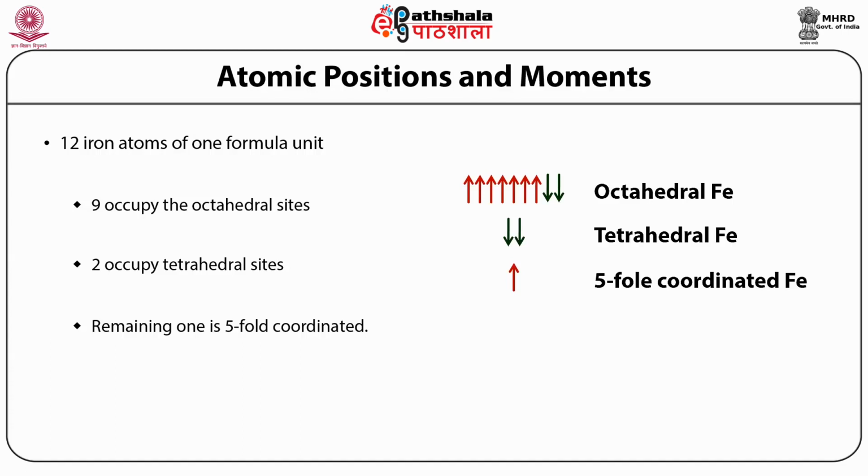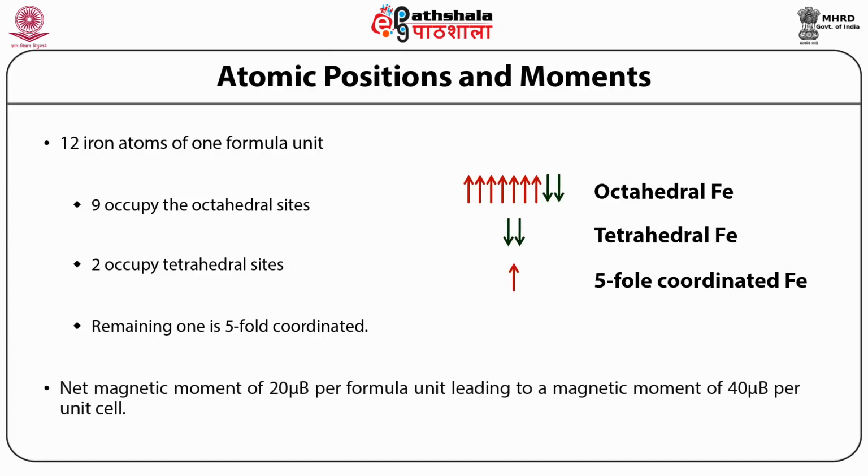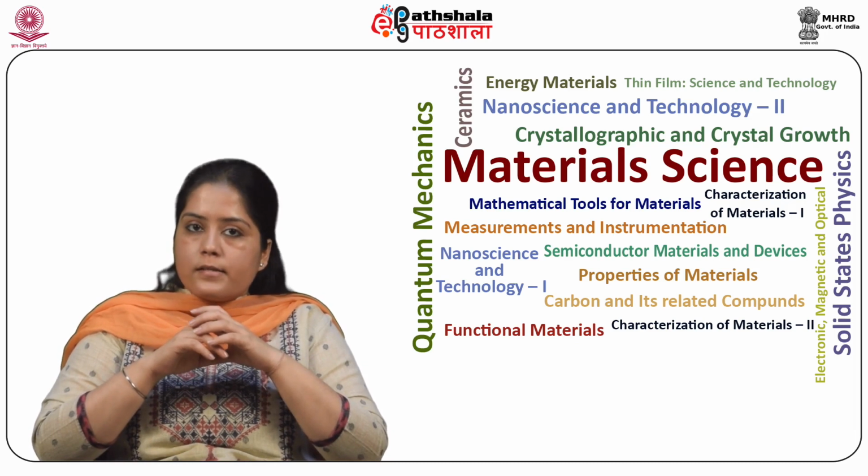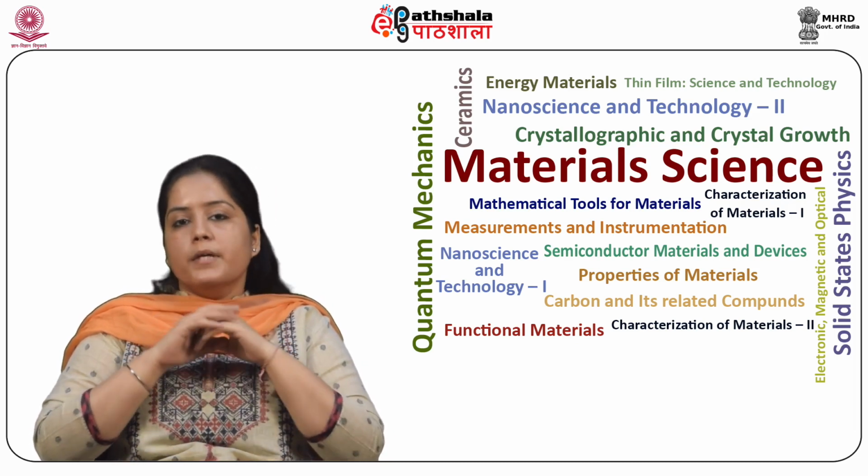As we saw earlier, each Fe3+ ion has a spin magnetic moment of 5 μB. So, simple mathematics gives us a net magnetic moment of 20 μB per formula unit, leading to a magnetic moment of 40 μB per unit cell. So students, let us discuss its magnetic behavior.